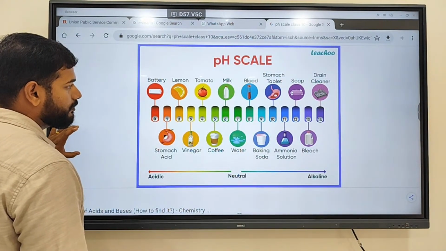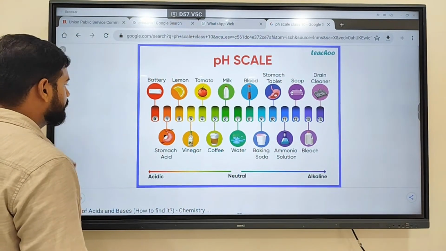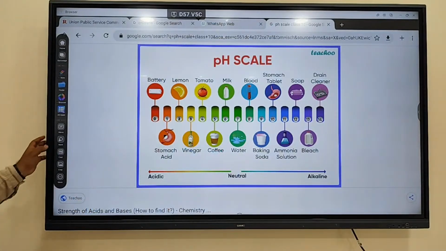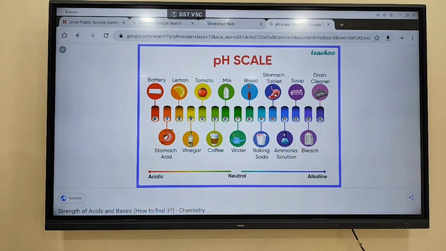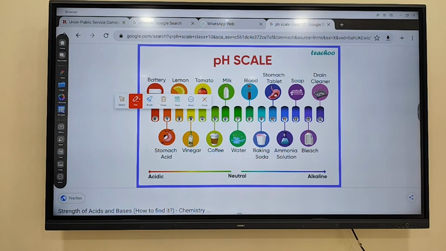Is it visible properly? The letters are visible, right? You can read. The first one? Fine. See here.